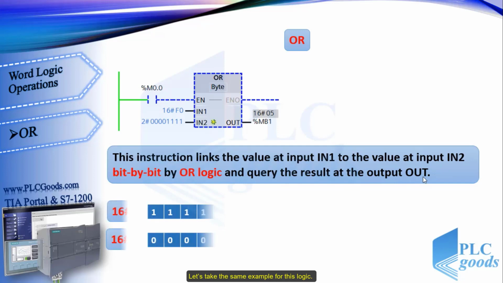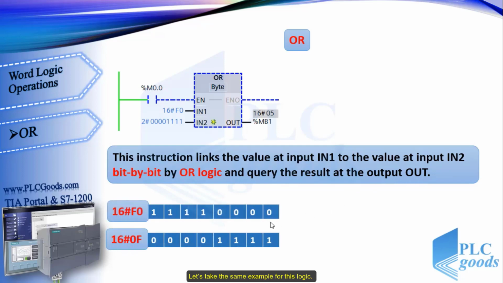Let's take the same example for this logic. In this case, the output is true if any bit of the input is true. So the result will be 1 for all of the 8 bits. So we will see the FF number in hexadecimal form at the output.